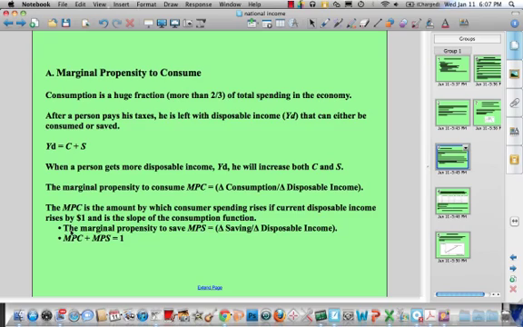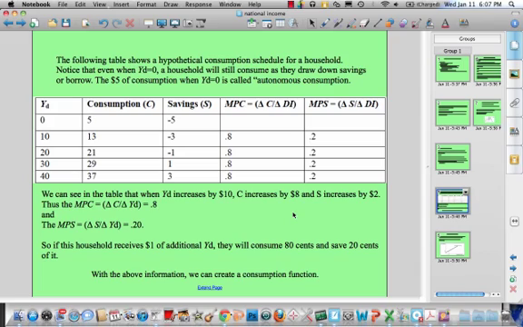Now, on the other hand, the marginal propensity to save, because you're either consuming or saving, is the change in saving over the change in disposable income. By definition, marginal propensity to consume plus marginal propensity to save equals 1, because you have to do one or the other. Let's take an example.